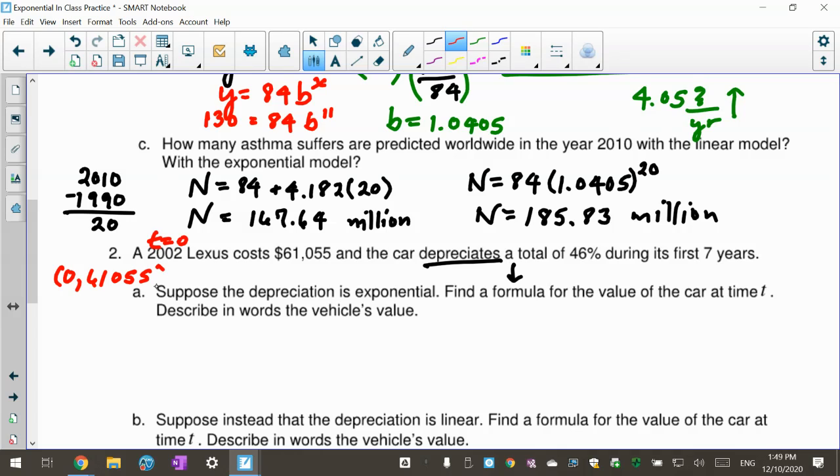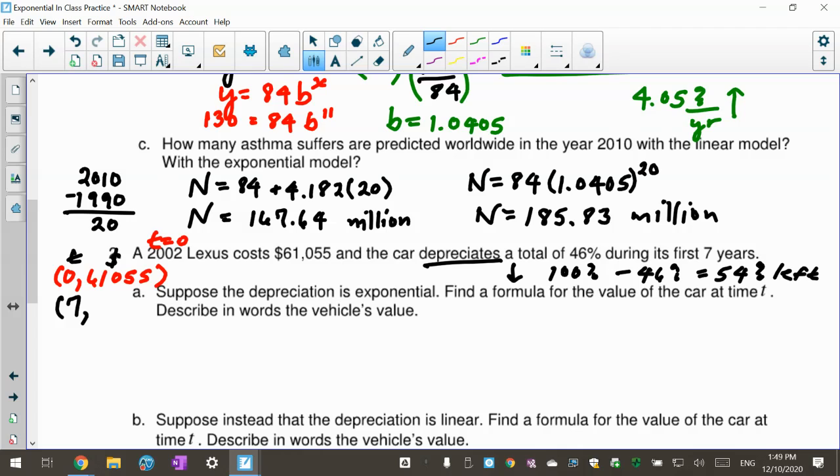61,055. So this is time in years. I label the crap out of it. And this is money. Now, the second data point they said is 7 years later. That's fine. But then they said it depreciates, which means the value goes down a total 46%. So if 46% went away, if I take 100% of the value, take away the 46% that went away, you're going to have 54% of the value left.